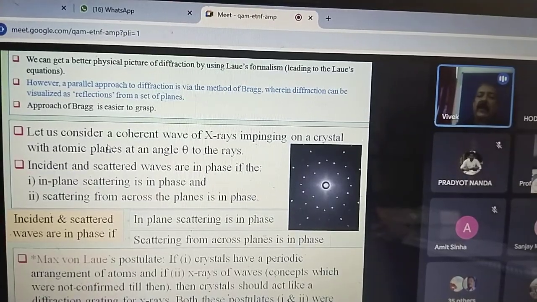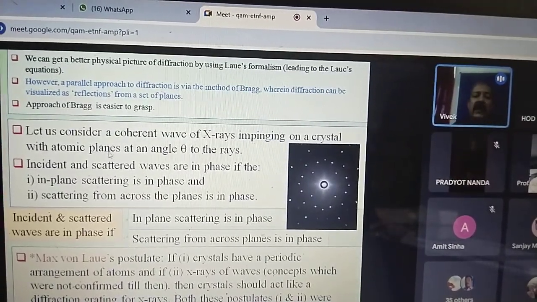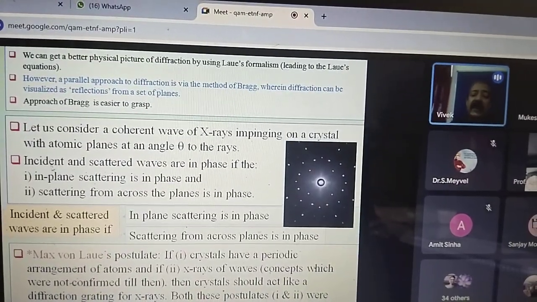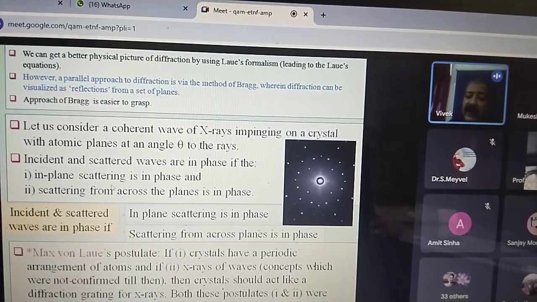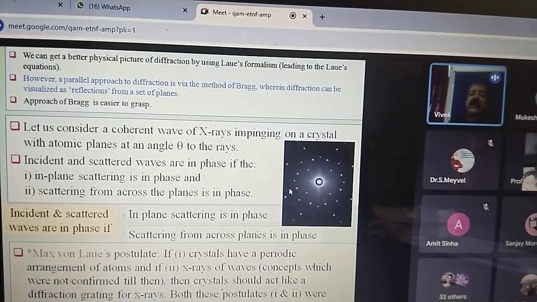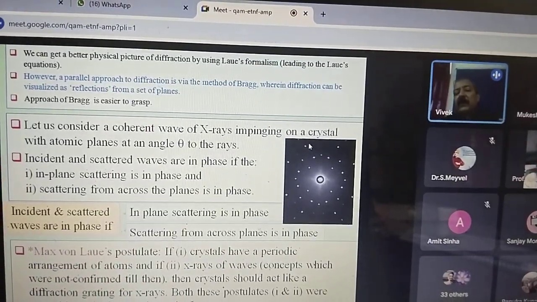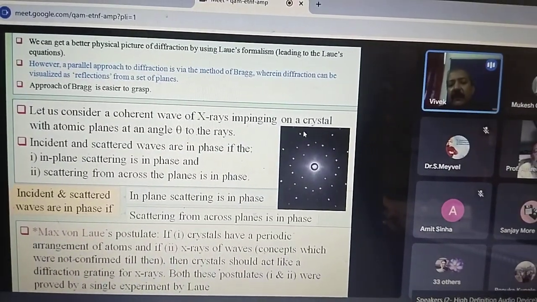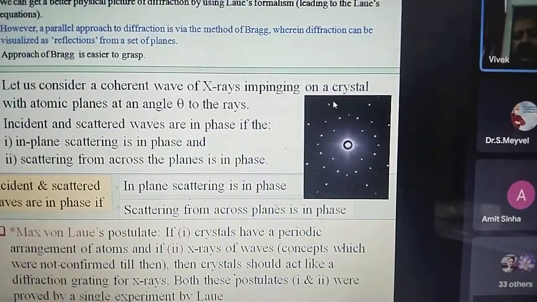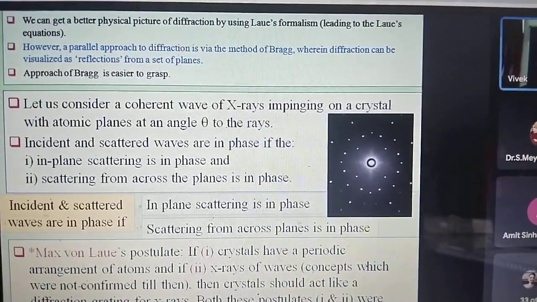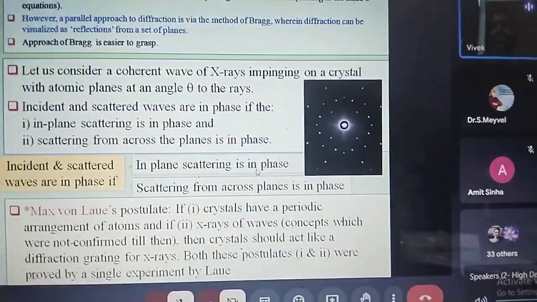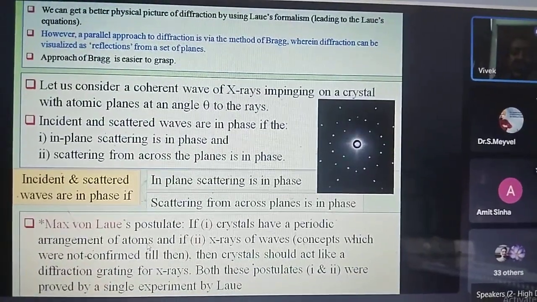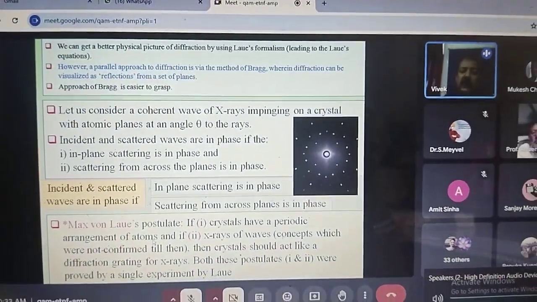Let us consider a coherent beam of X-rays impinging on a crystal with a set of planes at an angle theta to the X-ray. Now what happens? Incident and scattered waves are in phase if in-plane scattering is in phase and scattering from across the planes is in phase. We will see in the next slide the difference between in-plane scattering and across-the-plane scattering. Laue gave two very important postulates.